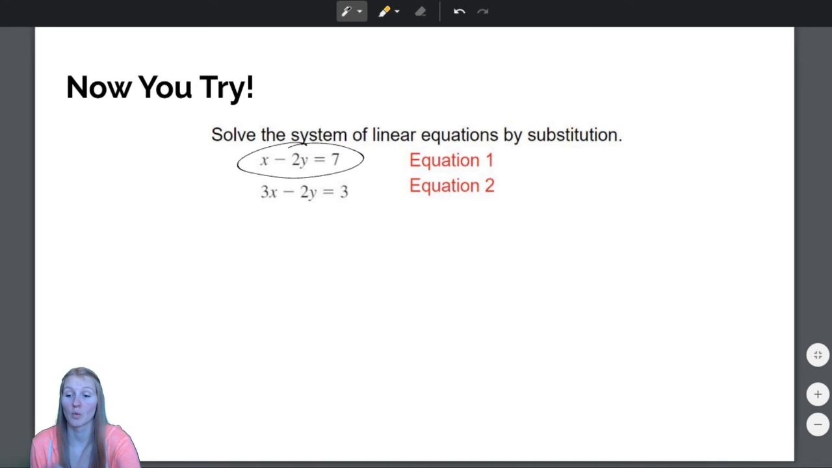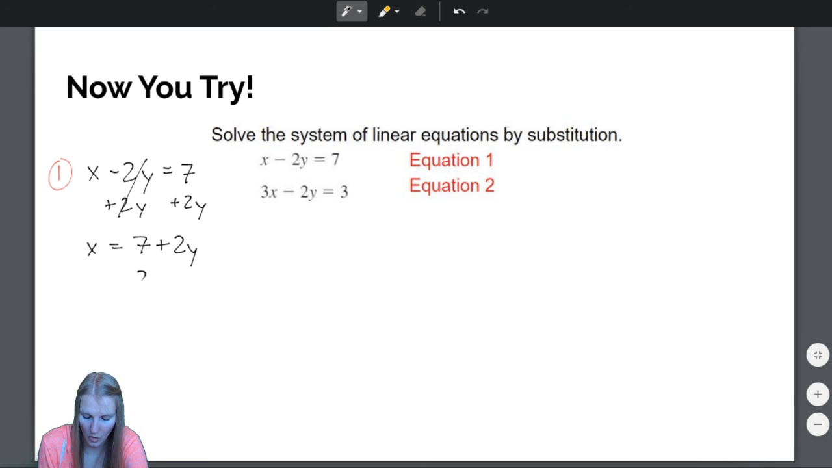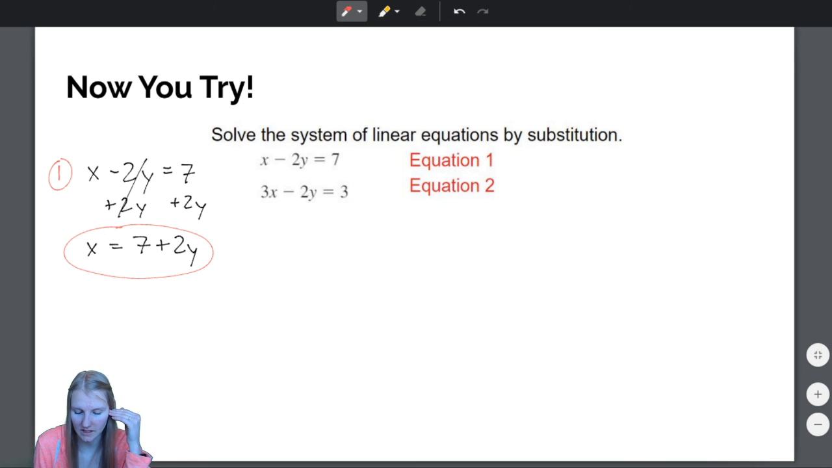But if I look at equation number 1, I see that, hey, I have positive x, no coefficient right there, by itself. So let's use equation number 1 for step 1. X minus 2y equals 7. I can just add 2y to both sides. And I get x equals 7 plus 2y. Or 2y plus 7, it's the same thing. Okay, awesome. That is my step 1 all complete.